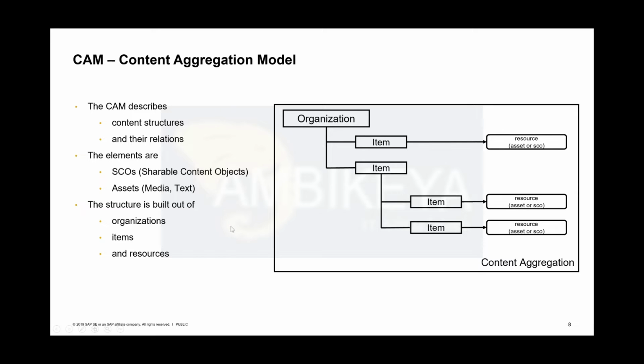Okay. All right, so CAM, content aggregation model. What's this? The CAM describes the content structure and the relation between the single objects. The elements we have to understand here in this context is the so-called SCO, coming from SCORM, the shareable content object. From a definition perspective, this is where you should have a closer look at the definitions on the Wikipedia entry of SCORM or on the ADL page. This is a nice definition that I don't know by heart.